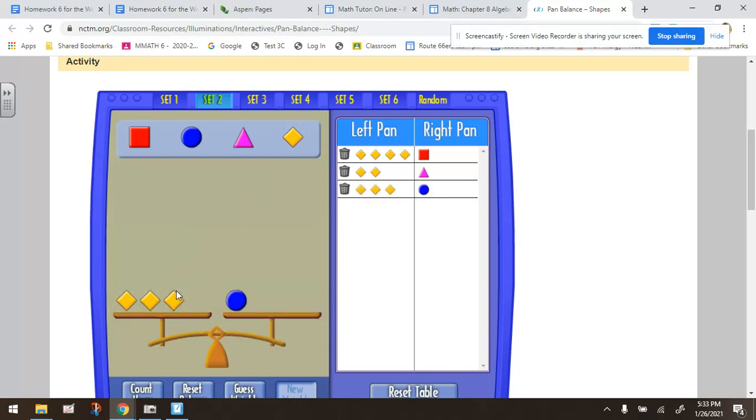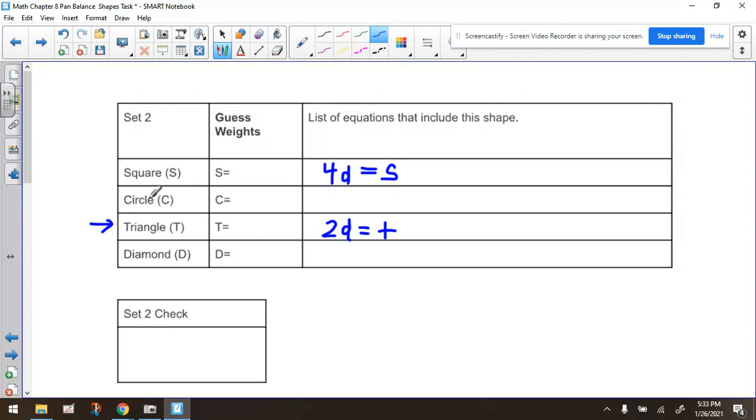All right, so what's our equation for this? It would be 3 diamonds equals a circle. So we need an equation for a circle. 3 diamonds equals a circle.